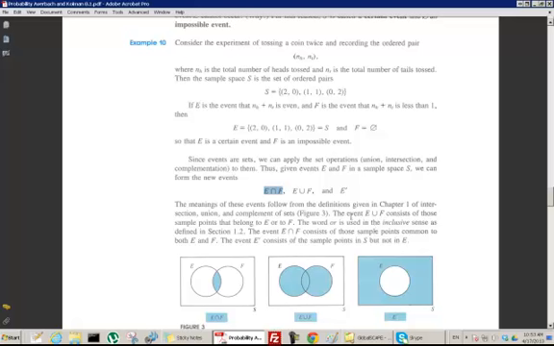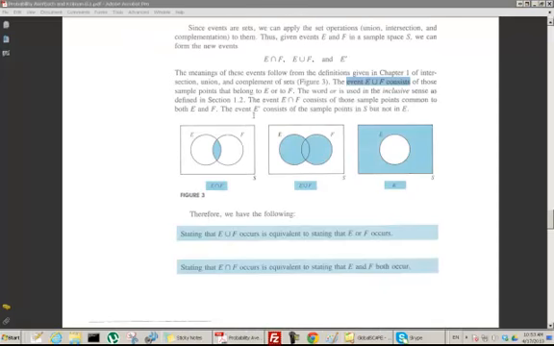Okay, so the event E union F consists of those sample points that belong to E or to F. The word or is used in the inclusive sense defined in section 1.2. The event E intersect F consists of those sample points. Okay, so we know this. So we have the following. Stating that E union F occurs is equivalent to stating that E or F occurs. So if E or F occurs, then E union F occurs, and if E union F occurs, then either E or F or both have occurred. Stating that E intersect F occurs is equivalent to stating that E and F both occur.